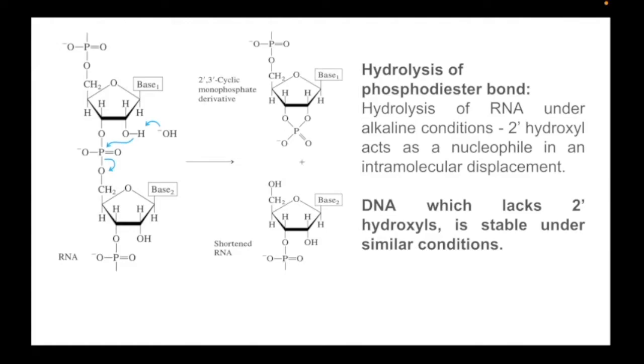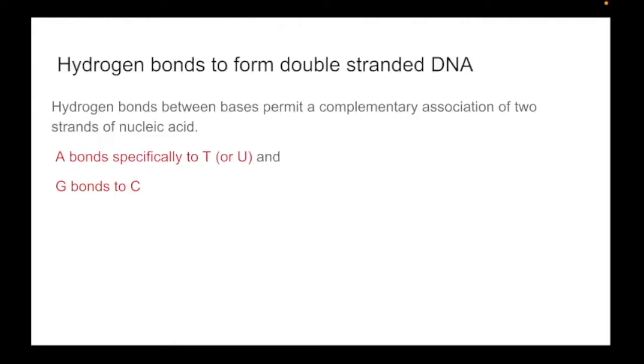So in this diagram, the instability of the phosphodiester bond is shown. Since RNA contains ribose sugar which has a hydroxyl group at the 2' position, this hydroxyl group acts as a nucleophile in an intramolecular displacement, especially under alkaline conditions, thereby breaking the phosphodiester bond. DNA, which lacks 2' hydroxyls, is stable under similar conditions.